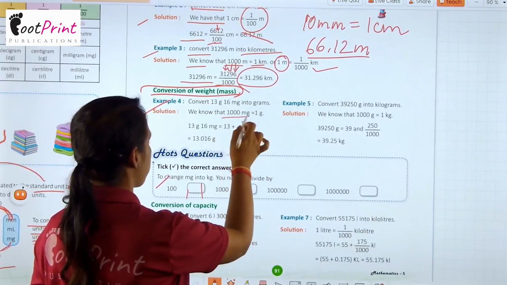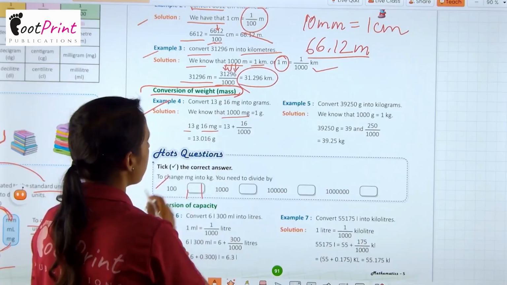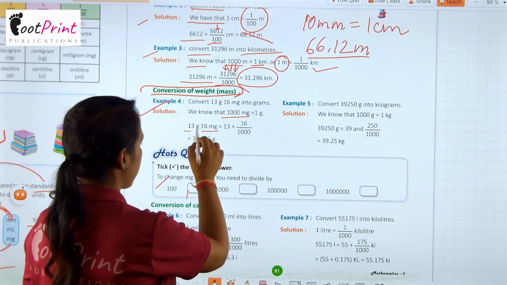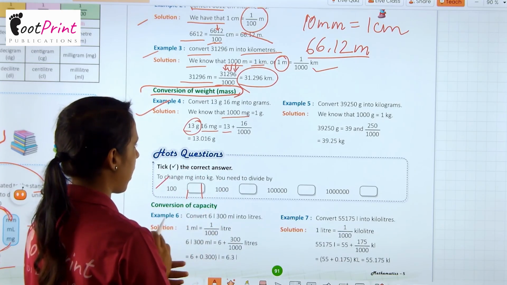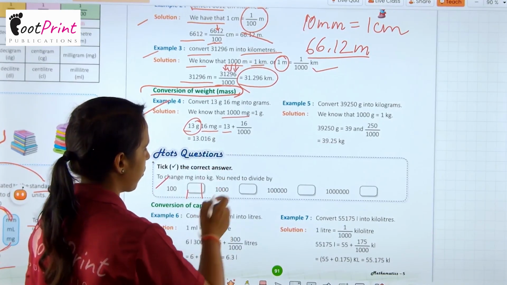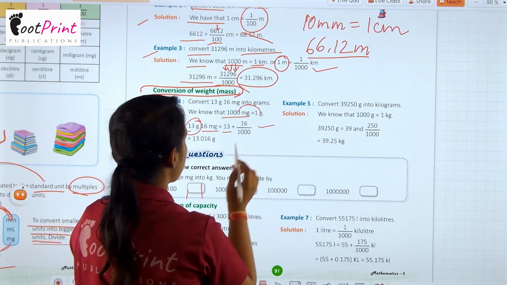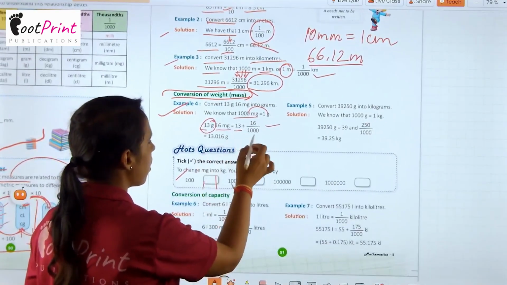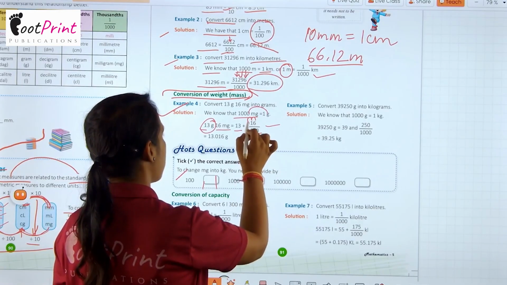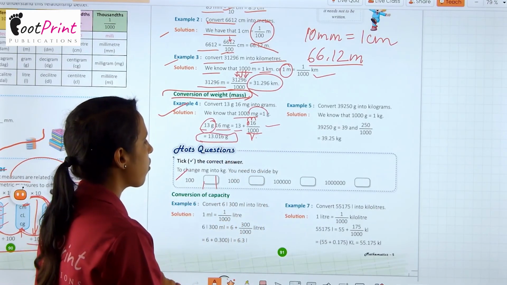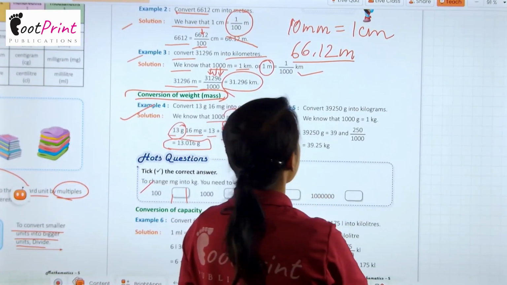We know that 1000 milligram equals to 1 gram. So 13 gram 16 milligram equals to, 13 gram is given to us. That is 13 gram is written like this, and milligram we can change by dividing it by 1000. So here we get 16 upon 1000. So 13, here we have 3 zeros, so we get 3 places here. So we get 13.016 gram.